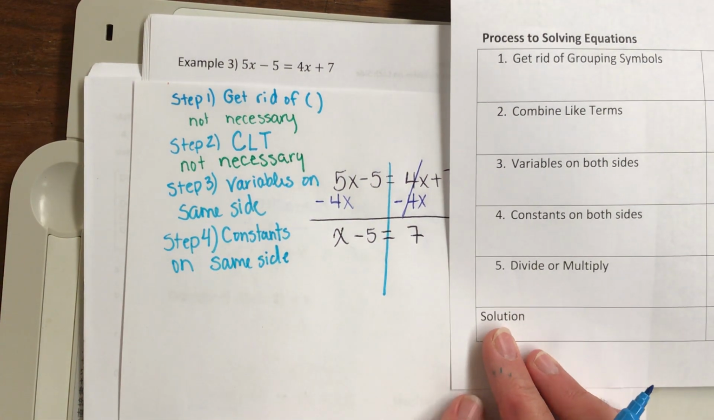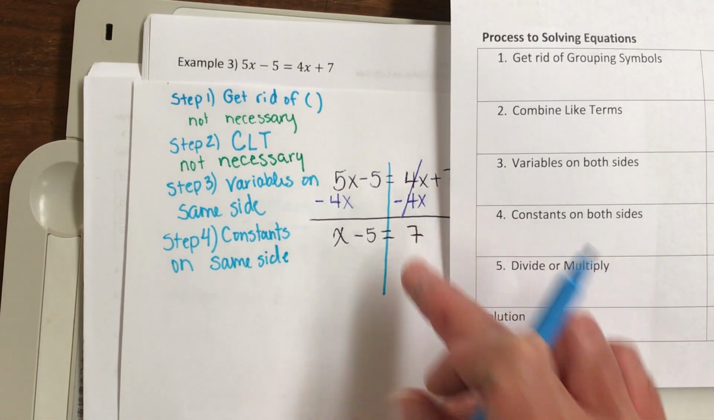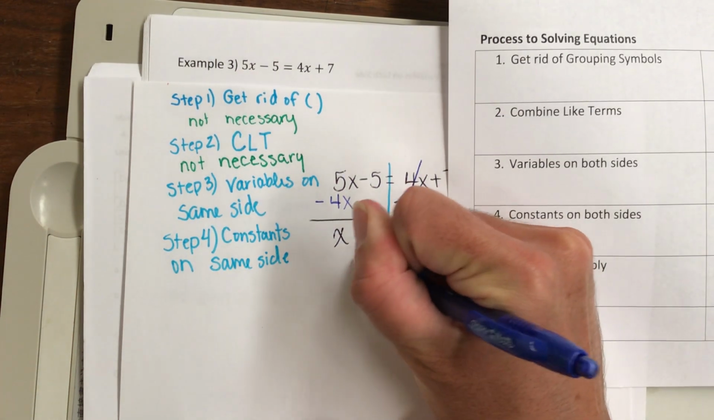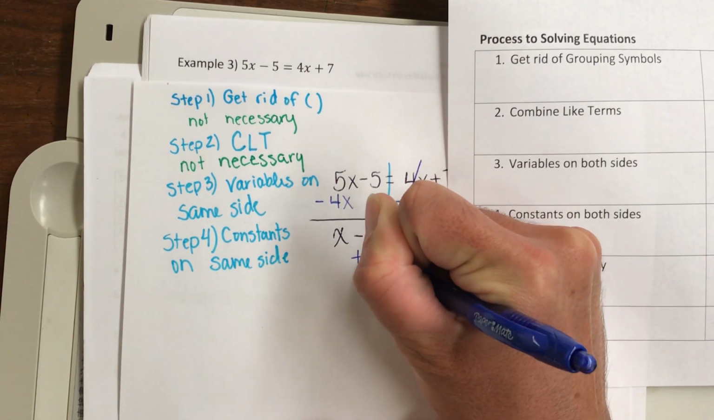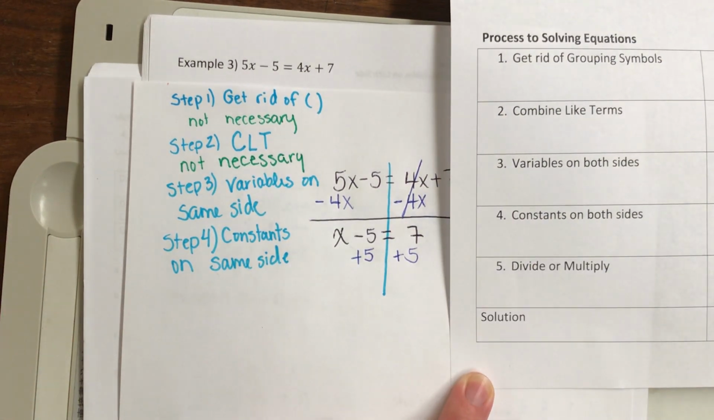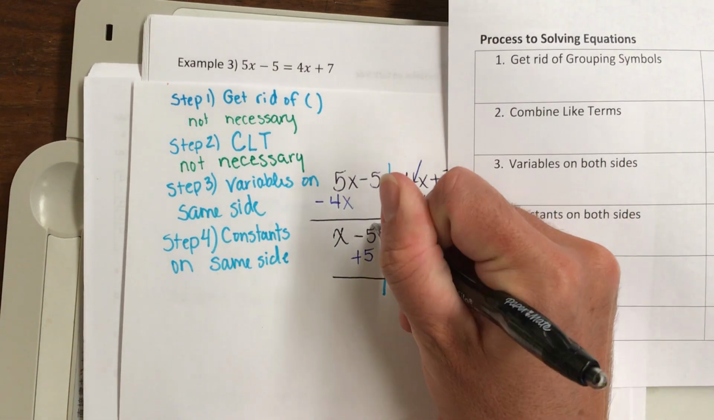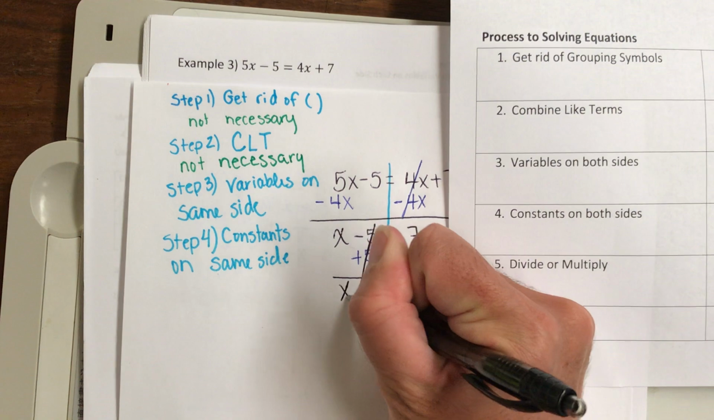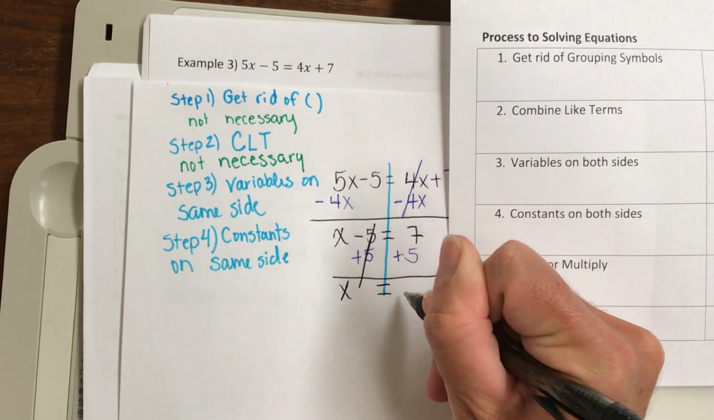And so for that one, I'm going to move the -5 over there with the 7. To do that, I have to add the 5 to the 7. And so now I have x is equal to 7 plus 5, which is 12.